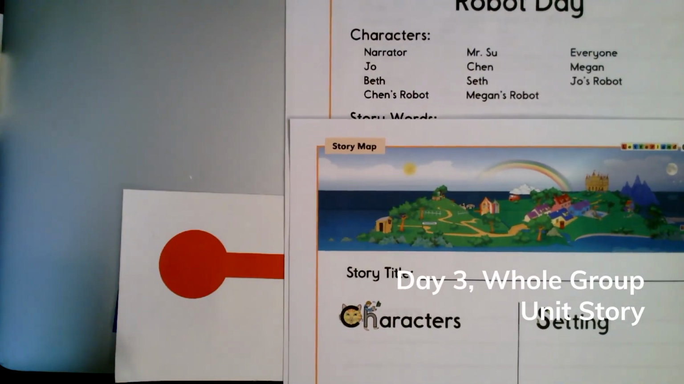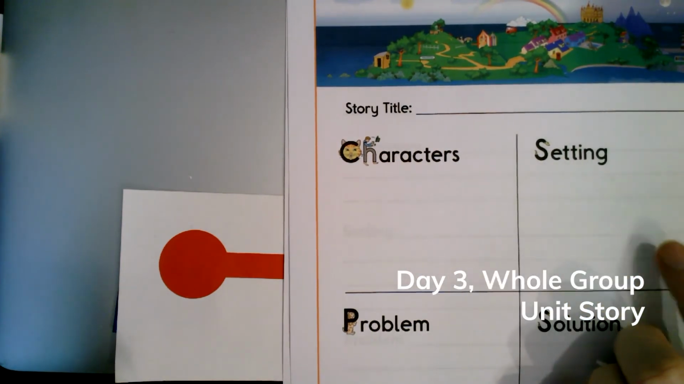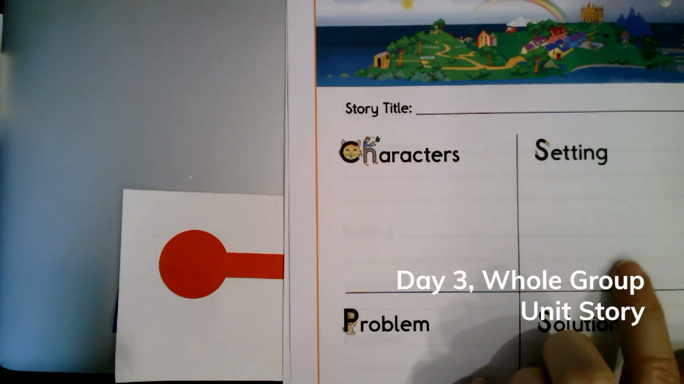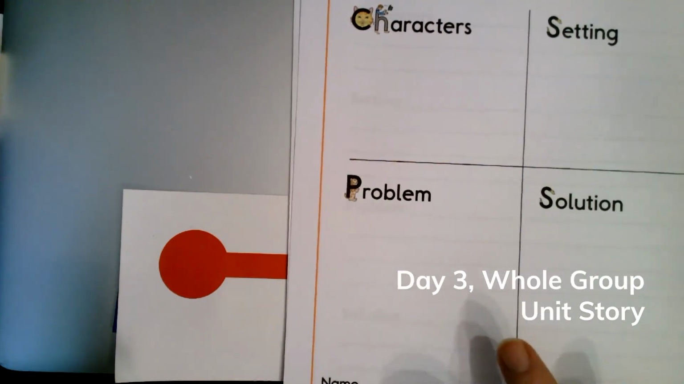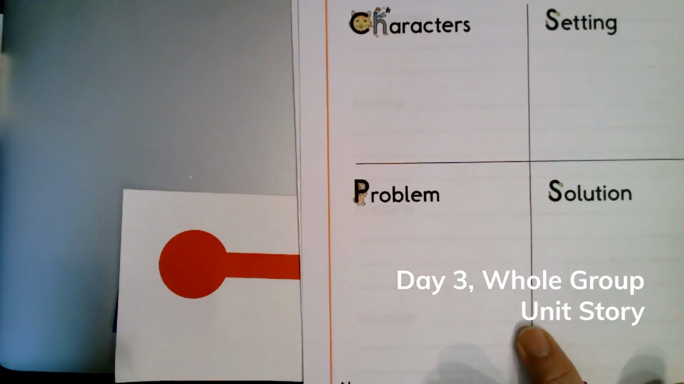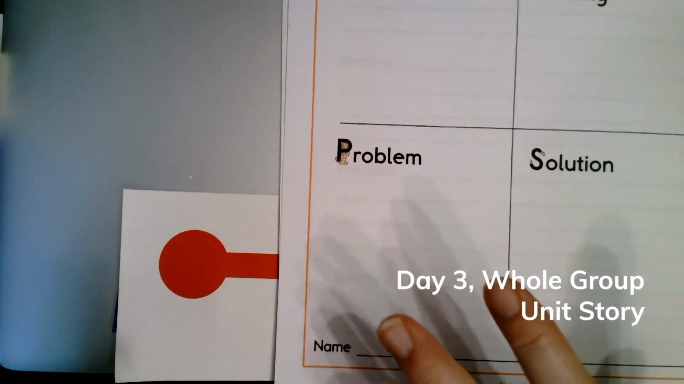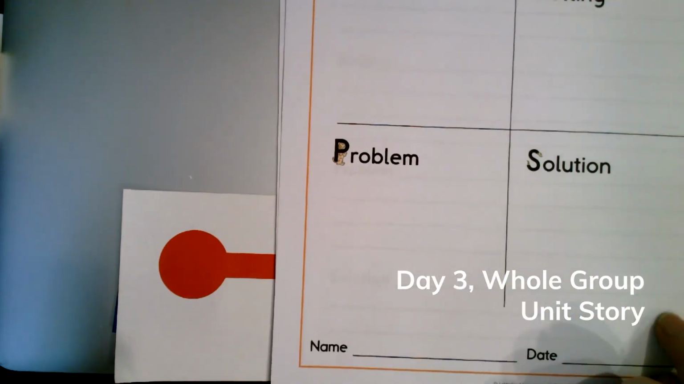But then with the setting, you're going to have to read through that first part of the play to find out where do you think this story is taking place. So the character is going to be who is in the story, and the setting is going to be where are they when things are happening. And then the problem, if there is a problem. Now there may not be one, but if there is a problem or there were problems, what were they? And then what was the solution?